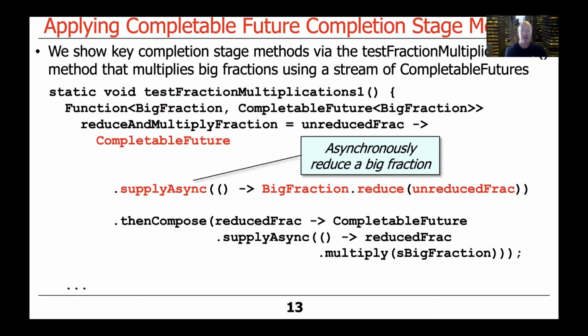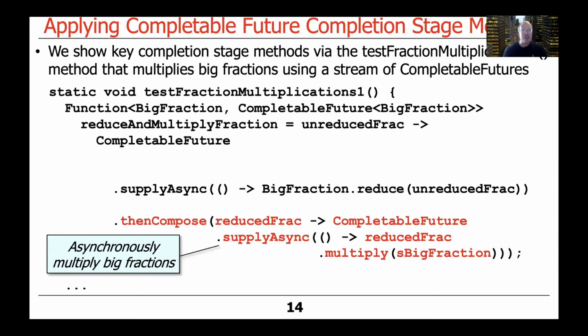So as you can see here, we're going to say BigFraction.reduce, and we're going to pass in the unreduced fraction, which is what's passed here as the parameter. So that's what we get from the makeBigFraction factory method. And we'll have a stream of these guys. So this reduction will take place in the background in a thread from the common fork-join pool.